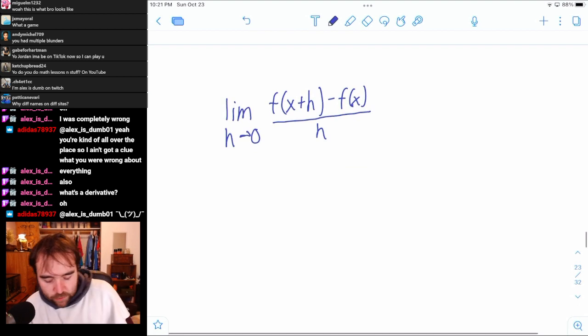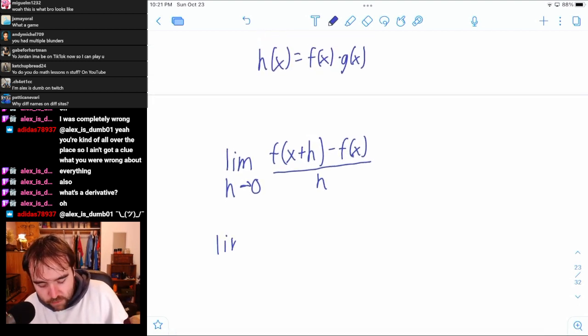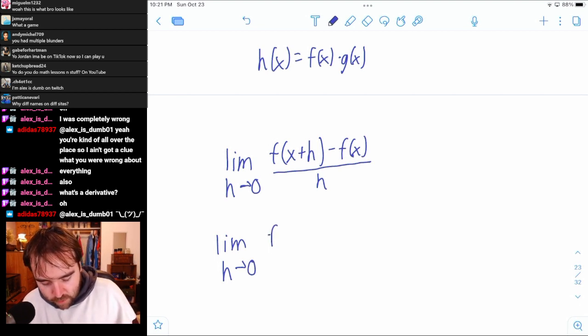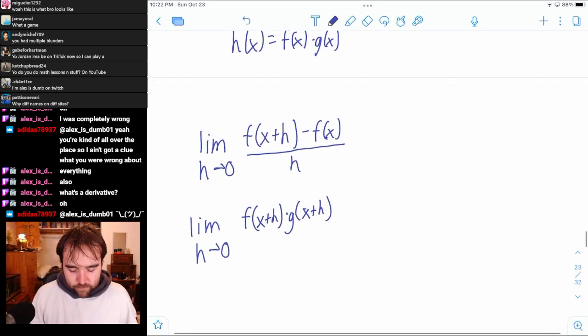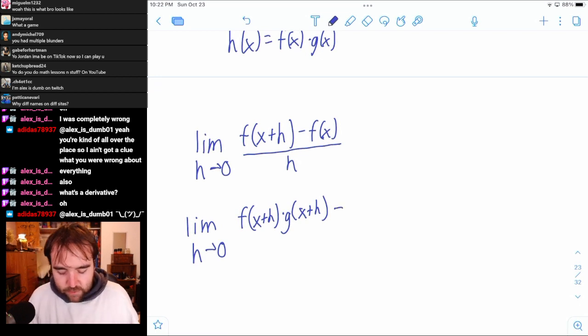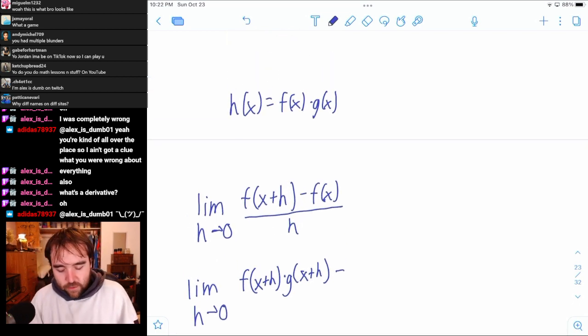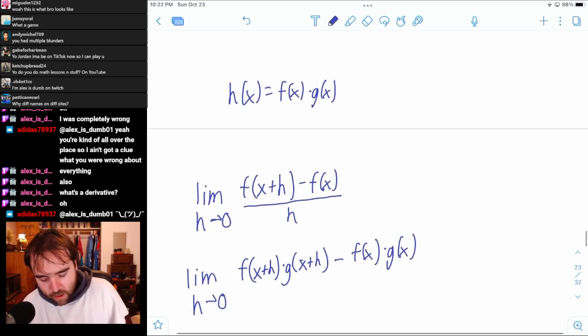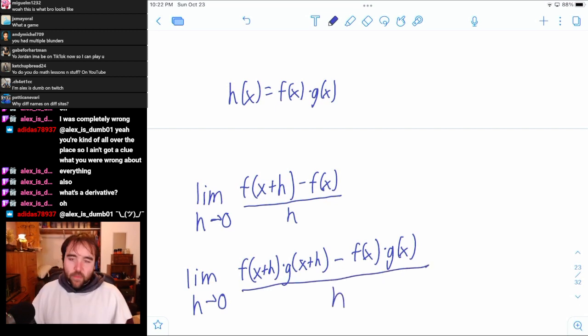So the deal is, if we start applying this formula, what we're doing then is the limit as h approaches 0 of f of x plus h, or in this case, h of x plus h. So that means we're plugging in x plus h everywhere that x would be. So we're going to have f of x plus h times g of x plus h. And then minus the whole function, just the normal function, f of x times g of x. And then all of that is divided by h.